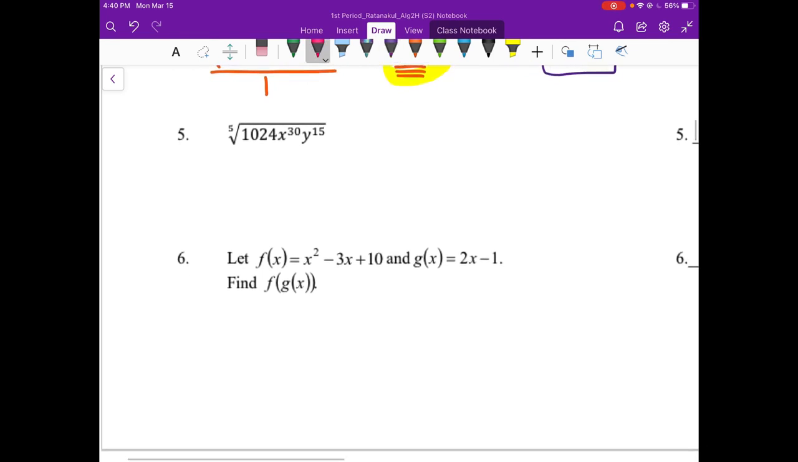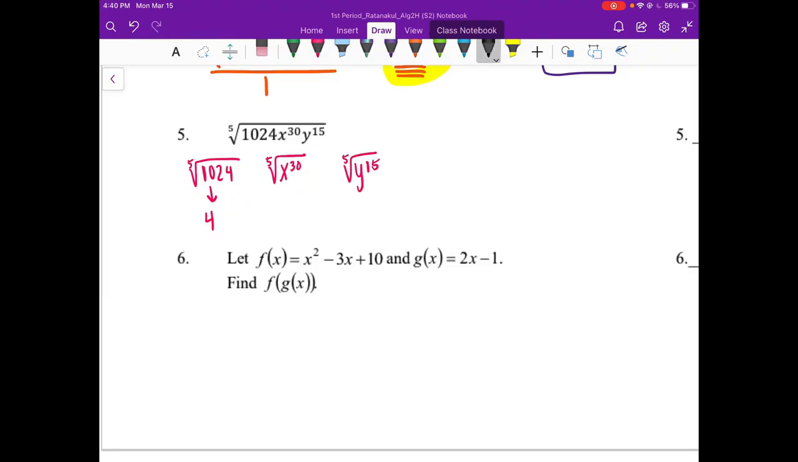And looking at number 5, I'm going to look at this as 3 separate pieces for now. So the 5th root of 1024, 5th root of x to the 30th, and the 5th root of y to the 15th. So that first term you can go ahead and type into the calculator to figure out what that value is. When I do that, I get 4.